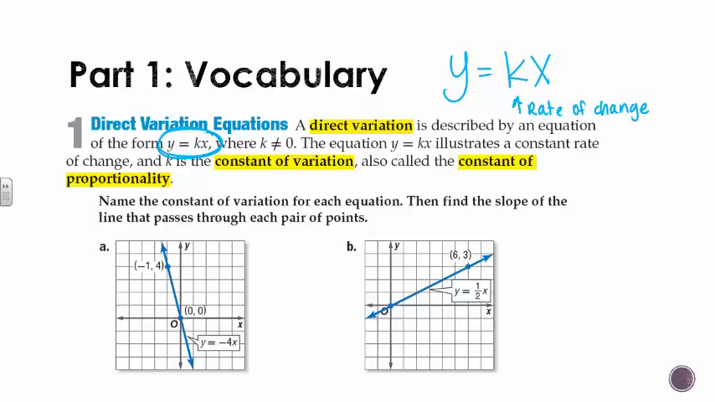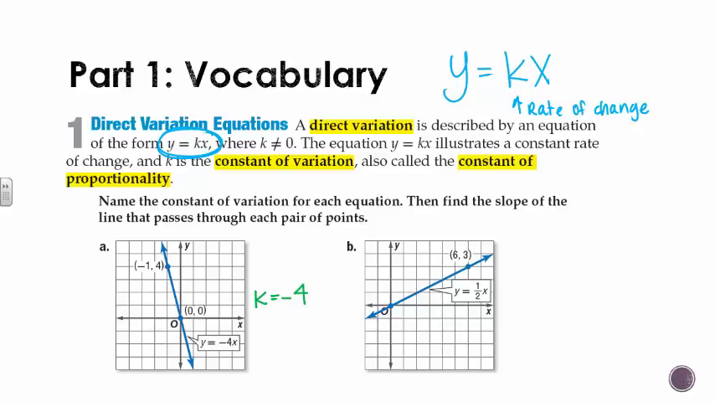This is also called the constant of variation or the constant of proportionality. So we need to name the constant of variation for each equation and then find the slope of the line that passes through each pair of points. So this first one here, if we look at the equation, remember your k is always whatever number is hanging out with x. So in this case, k is -4.